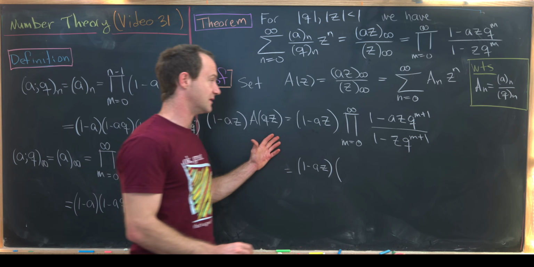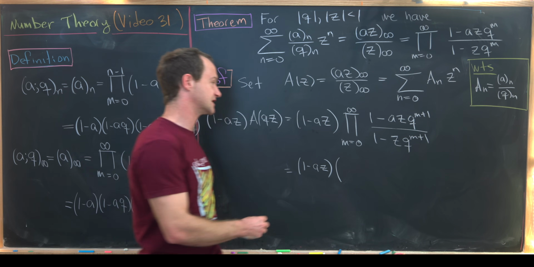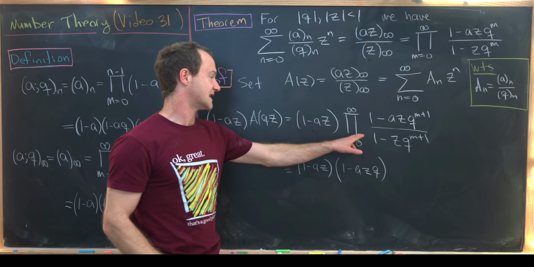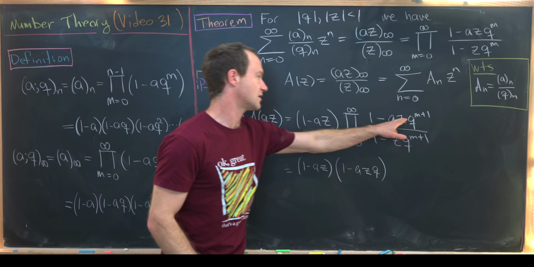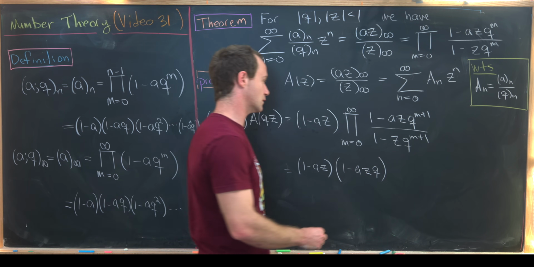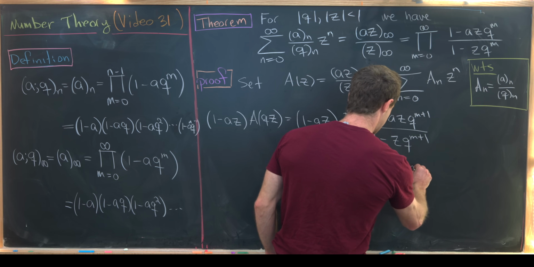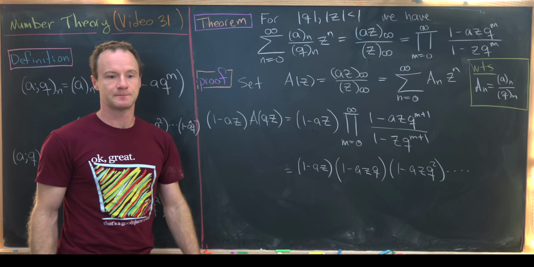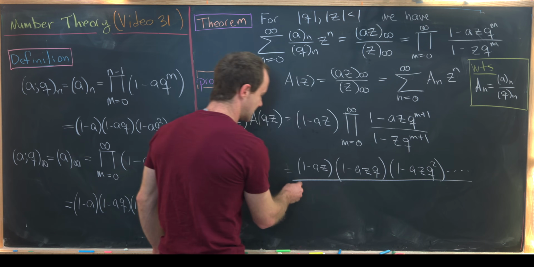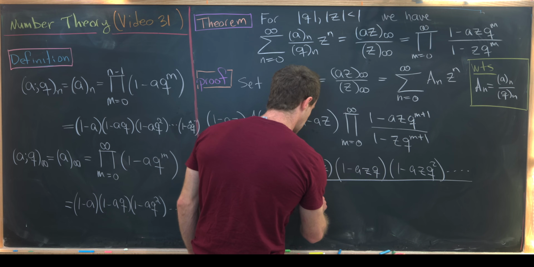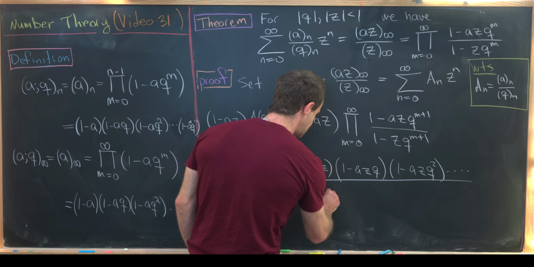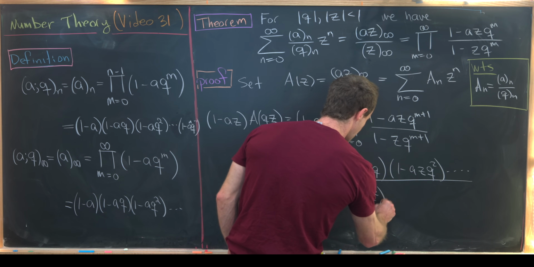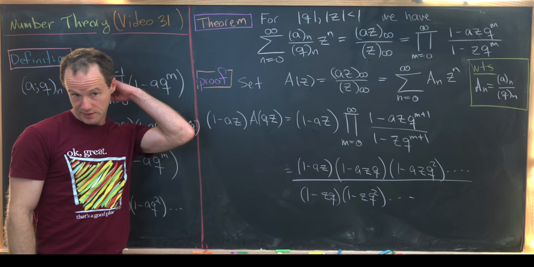And then the second term in the numerator, which comes from the first term of this product, is 1 minus azq. So notice that's the m equals 0 term here because we have q to the m plus 1. And then next we have 1 minus az times q squared, and then that just goes up infinitely. Now let's see what the denominator looks like. So the denominator is going to look like 1 minus z times q, and then 1 minus z times q squared, and then that's going to go up infinitely.